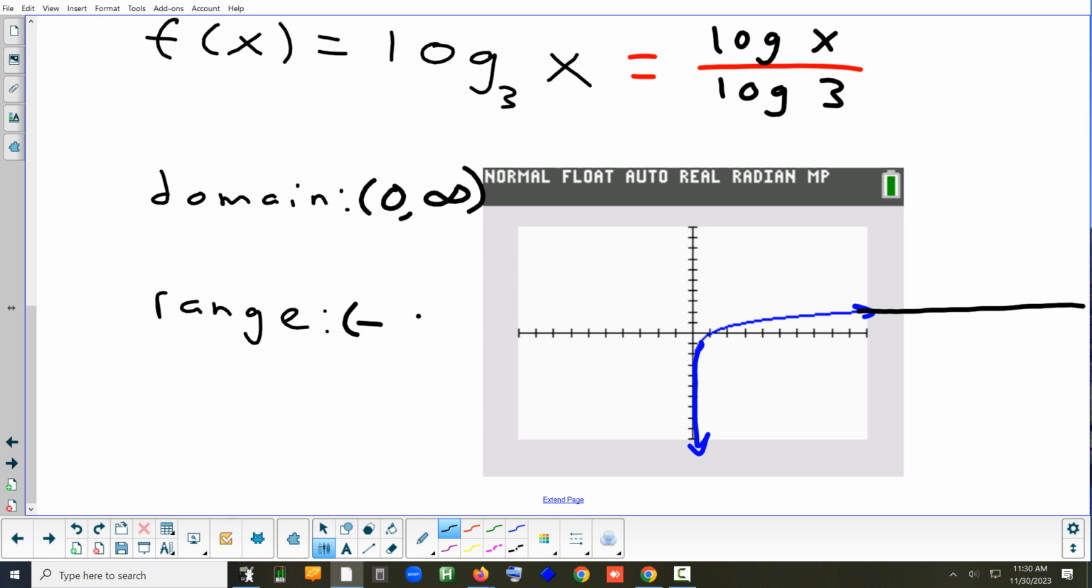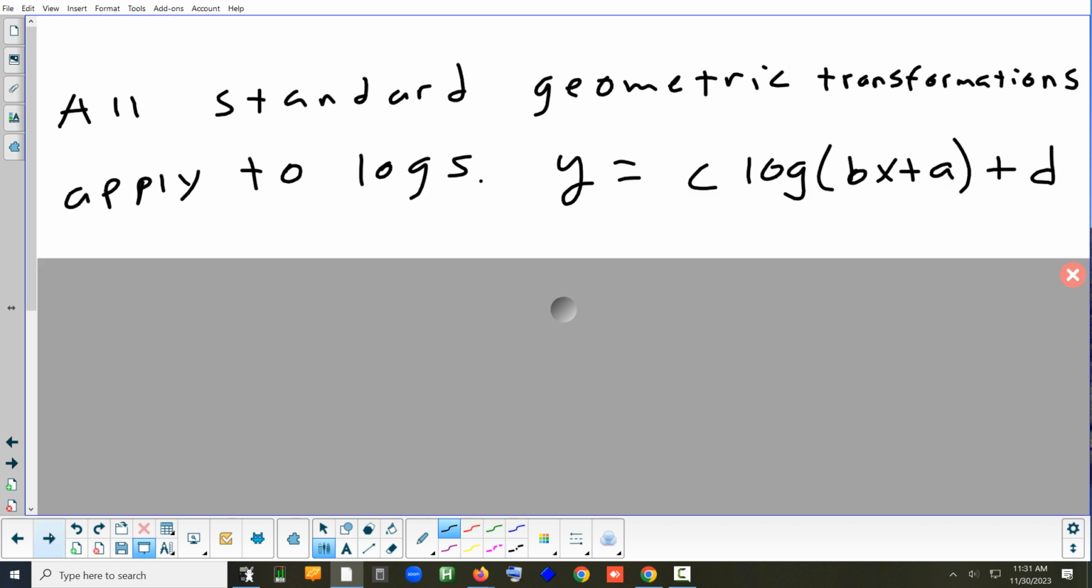Okay, so range, all reals. If I give you any log function and ask you the range, it's always all reals. Doesn't matter how you shift, stretch, flip it, it always goes up and down forever. On domain, you can change. You can reflect that, make it go the other way, do all kinds of things. And that's what we're going to look at next. So every transformation that we've learned is exactly the same with logs. Nothing is different.